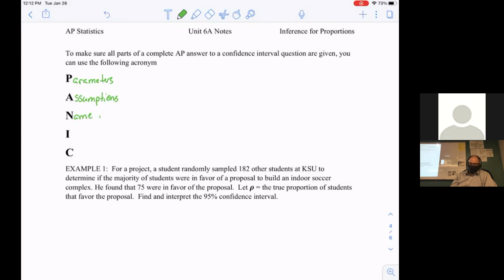N stands for the name of the interval. Now, as much as we'd love to do it with Bob or Judy or Tom or Joe, those are not the names we're talking about here. The names we're talking about could be a one proportion z interval, or a one sample z interval for proportions. It can be a lot of things, but we're going to have a one prop and a two prop, meaning that is a common abbreviation for interval, so we're okay.